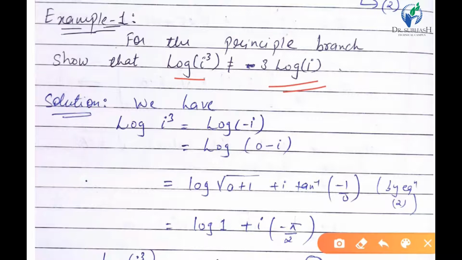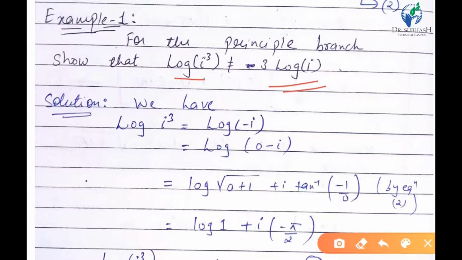See, in general logarithm which we are using in real numbers, we can prove that log of x raised to n is equal to n log x. But this is not always true for complex number. So this is one of the example. Here we are finding for the principal logarithm.